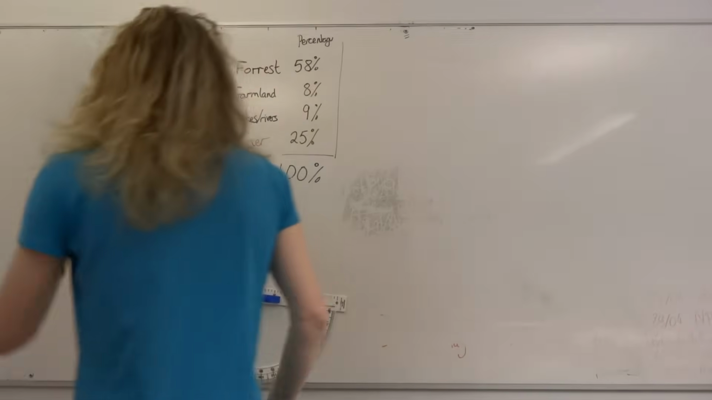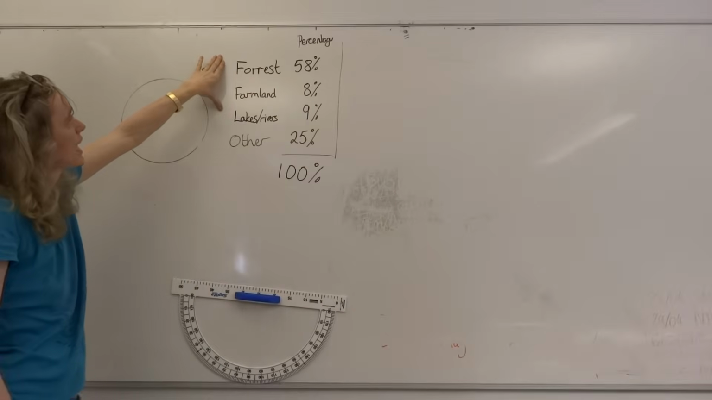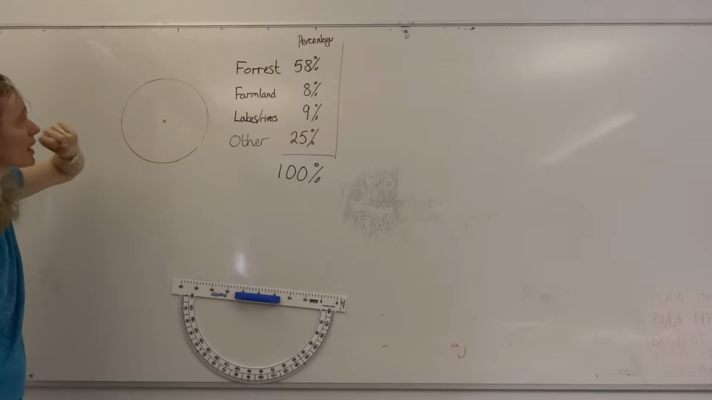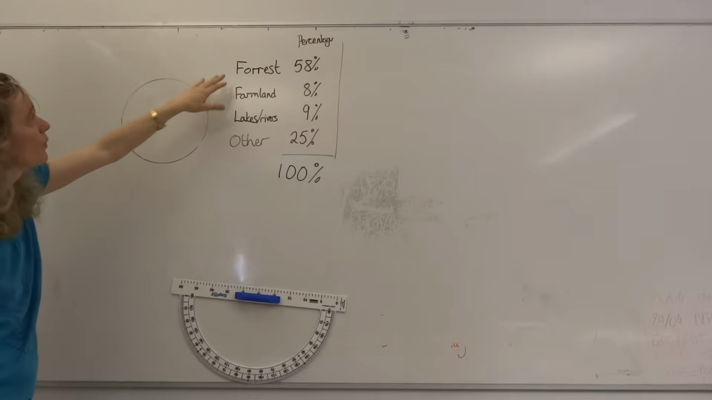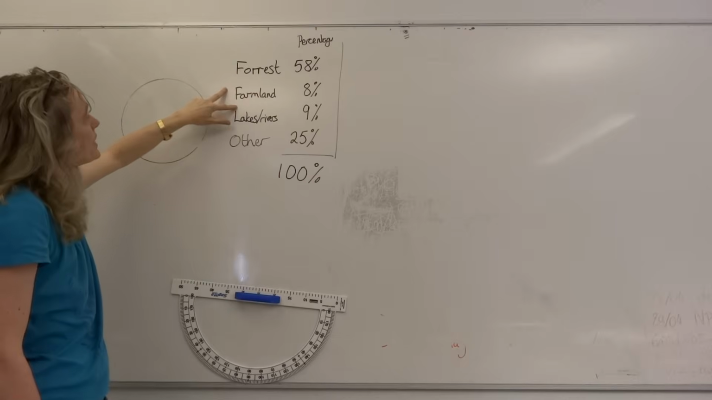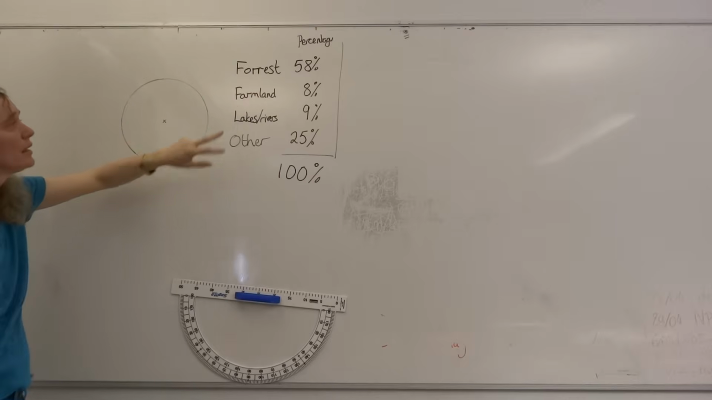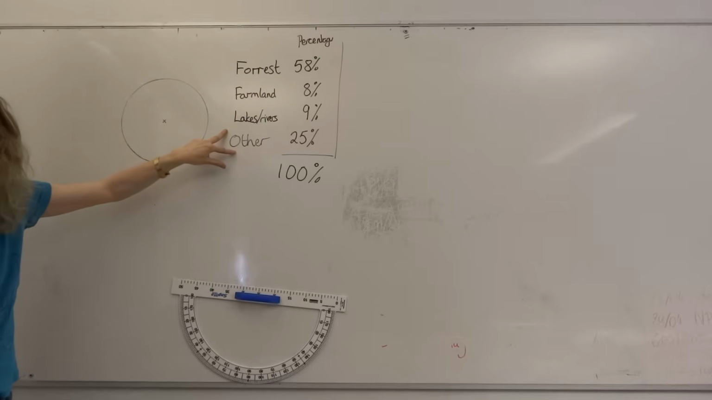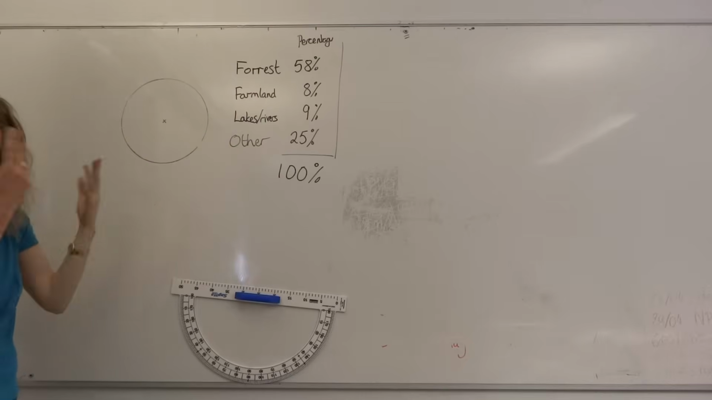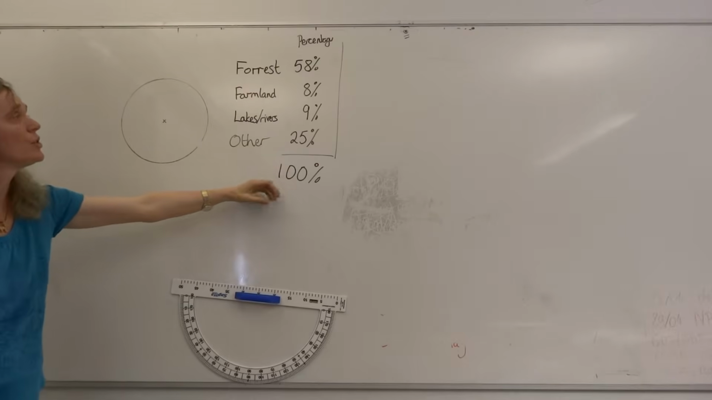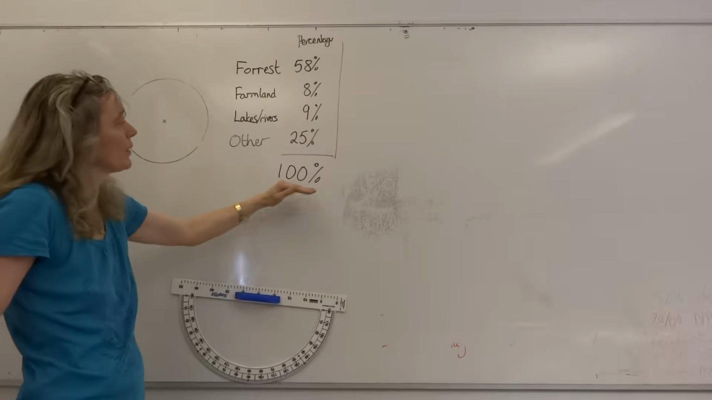So we have a question here where they're trying to ask you to convert this data into a pie chart. And it's the country of Sweden. We have 58% of our country is forest, 8% is farmland, 9% is lakes and rivers, and the rest is 25%, mountain ranges and things like that. So I'd like you to convert it into a pie chart.